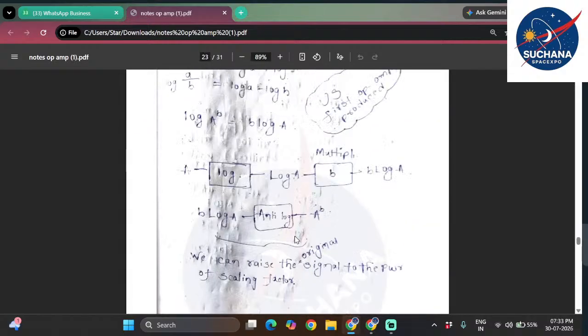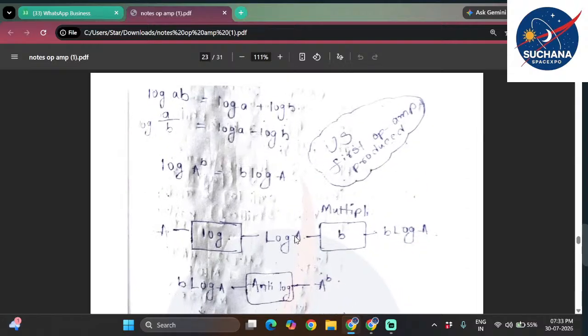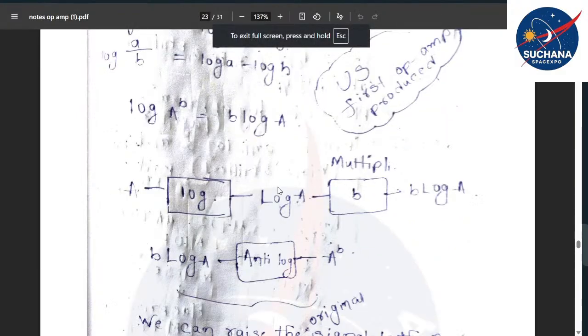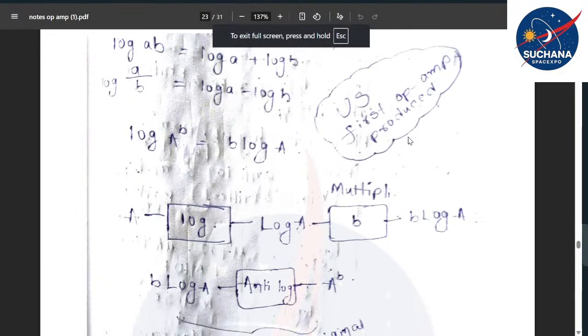And so this op-amp can also be used for logarithmic operations. Op-amp can also perform logarithmic operations. Here is one theoretical point: the first op-amp was produced in the United States.